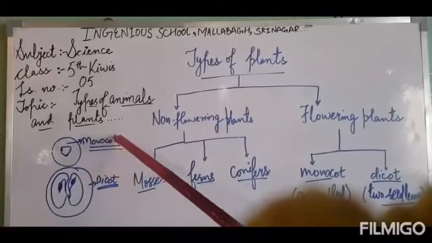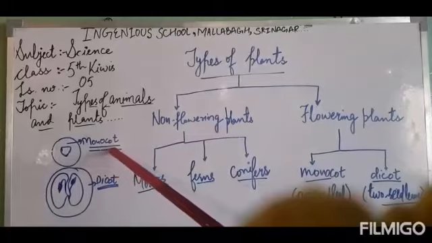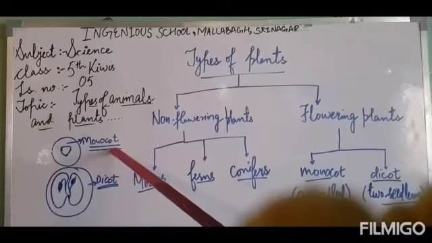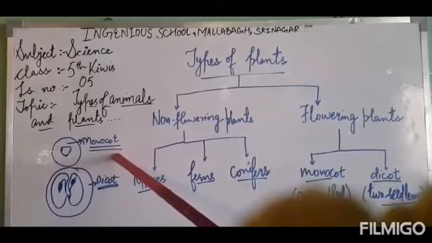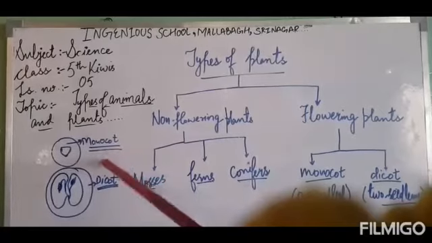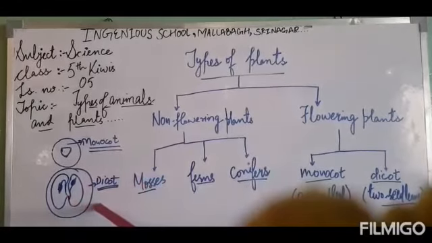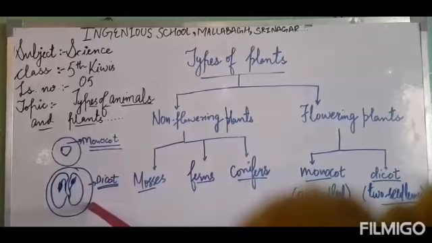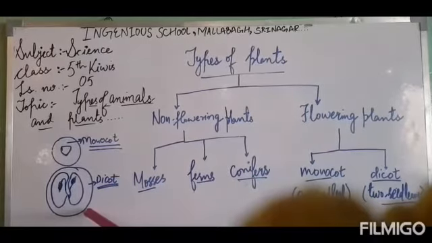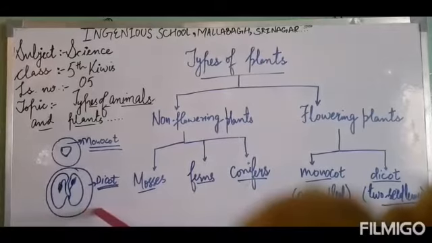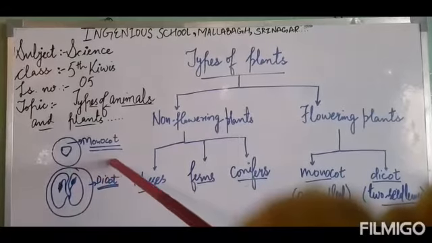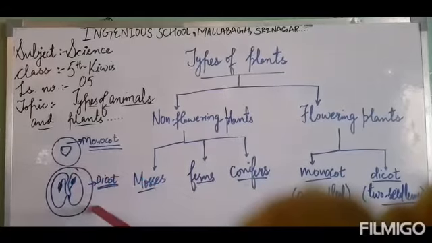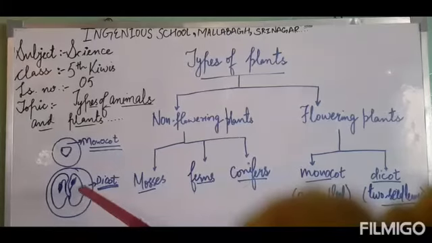Let me tell you that fibrous roots are those roots which grow from the stem. Many roots of equal size grow from the stem and are known as fibrous roots. And a taproot is a single central root from which many roots grow. Isn't it? So monocots have a fibrous root system, and dicots have a taproot system.